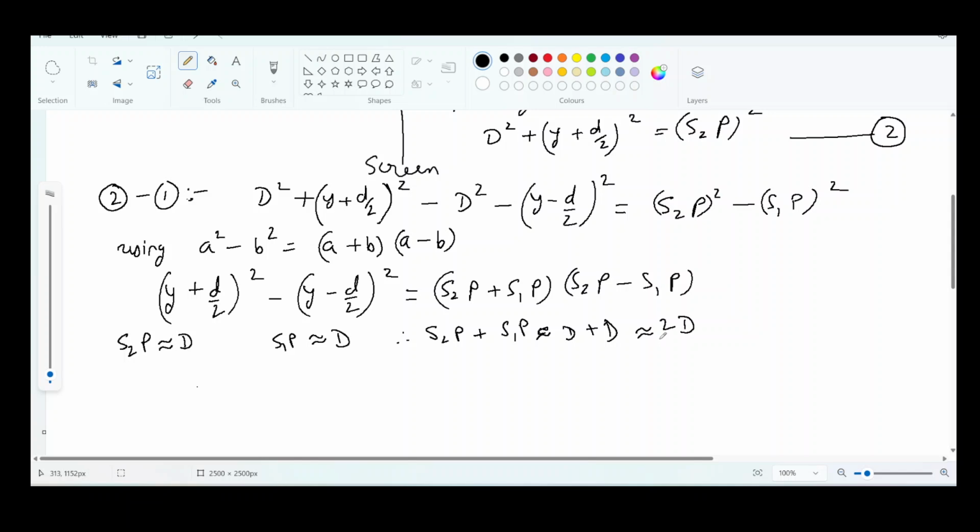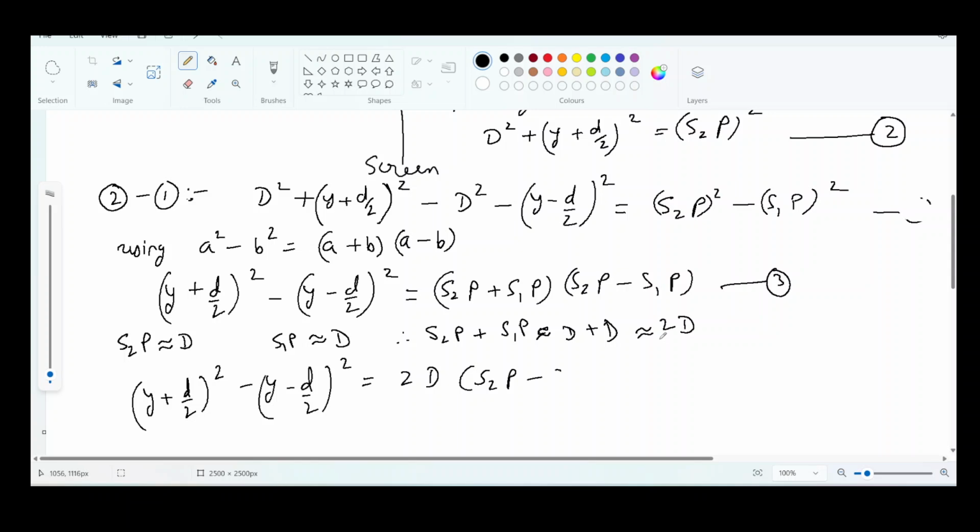So let me plug these values in over here. So I get y plus d by 2 whole square minus y minus d by 2 whole square is equal to 2d into S2p minus S1p.